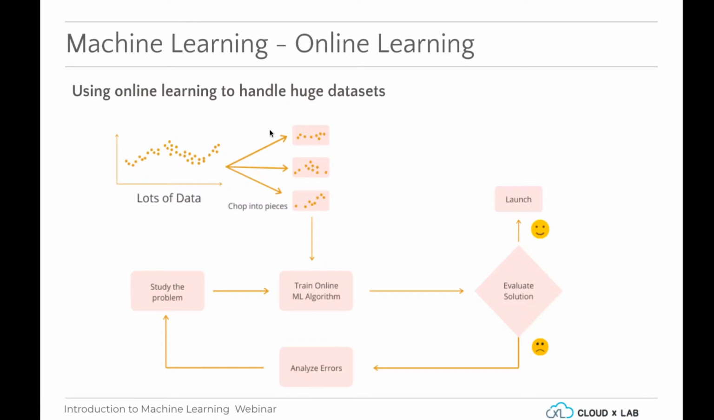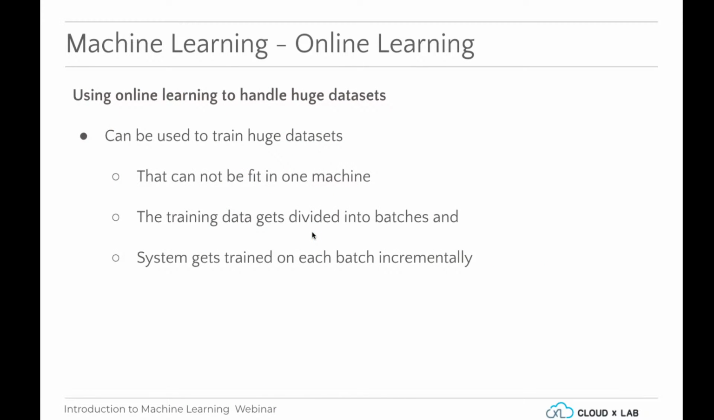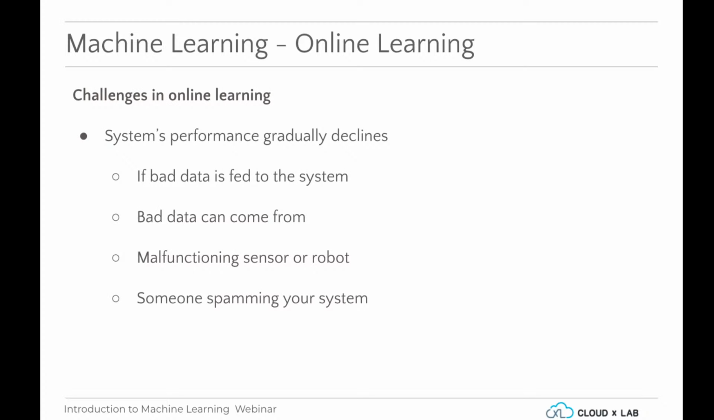This is another method that's often used to handle huge data sets. If you have so much data that you can't load all of it at one time, you want to break it up, chop it into small pieces and feed it incrementally, one set at a time. That's a nice way to do it, and the system then gets trained incrementally on each batch step by step. Now there are some issues with online learning.